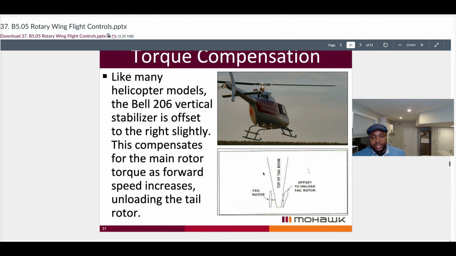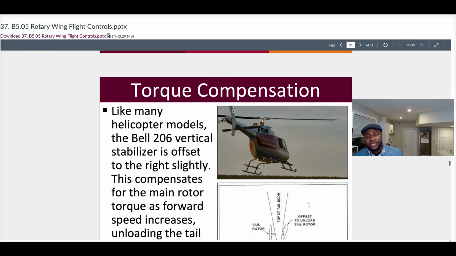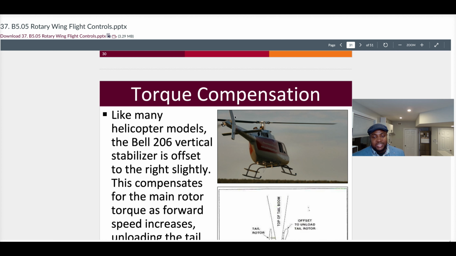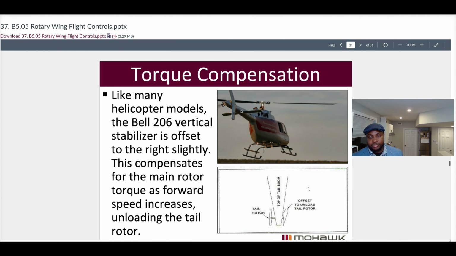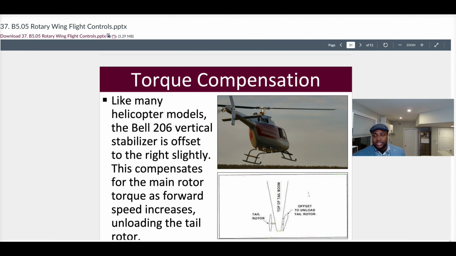This brings us to a very interesting idea that we often see, and this is the fact that we have an offset. The vertical stabilizer, which acts like a weather vane to keep the helicopter going straight in terms of its direction, does not sit dead center on the longitudinal axis like you would imagine it would on a fixed wing airplane. Instead, the vertical stabilizer is offset slightly.